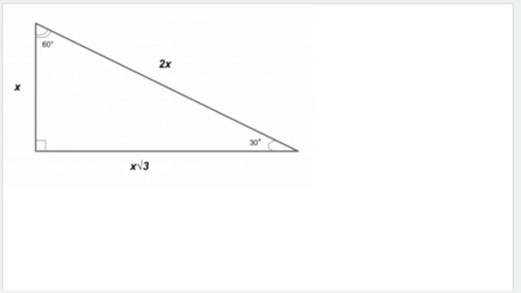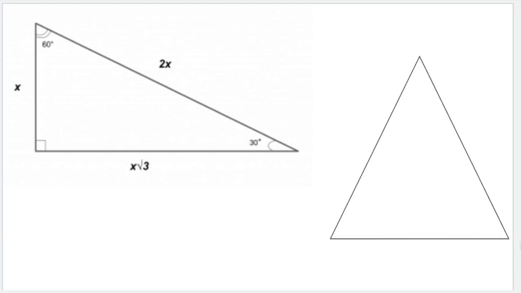For any 30, 60, 90 triangle, pretend the side opposite to 30 is x. Well, that means the side opposite to 90 is 2x, and the side opposite to 60 is x times the square root of 3, no matter what. Now, if you don't believe this ratio, this pattern, then I'm going to prove it to you very quickly.